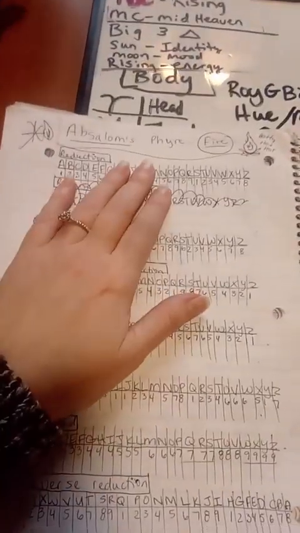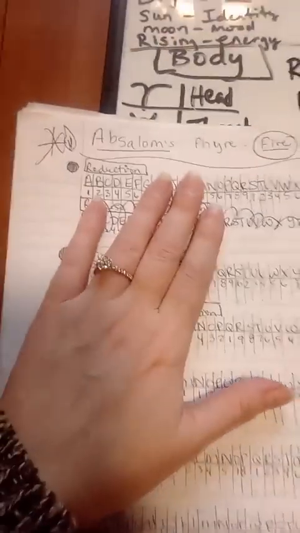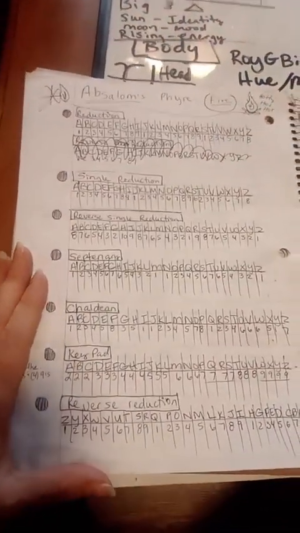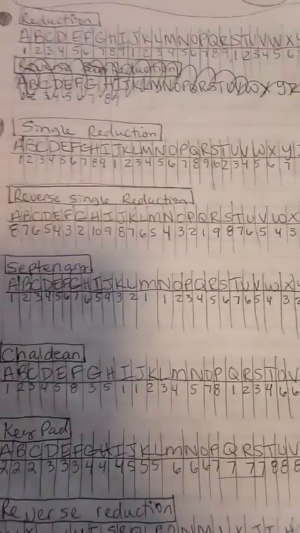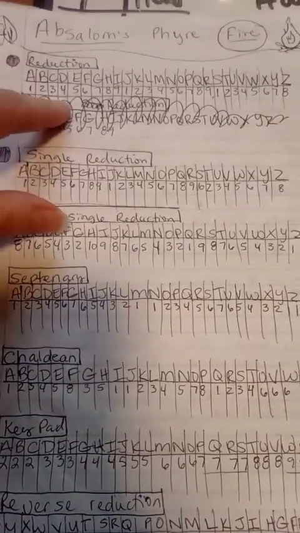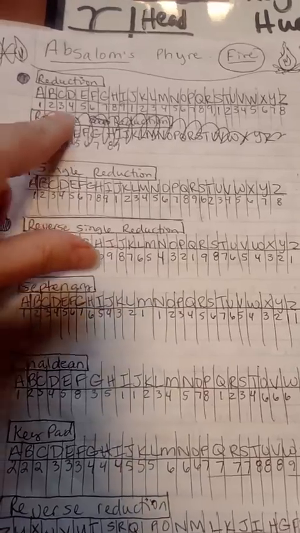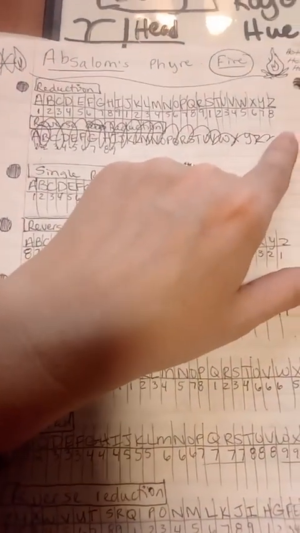So here we have some Absalom's Fire, and I really like Absalom's Fire. Absalom has a lot of good stuff to share with the collective. So this is a collective chart that I have created here, and these are going to be your alphabets. So this is your ABCs, with your 1 through 26. And I have created all these and brought them into a reduction.